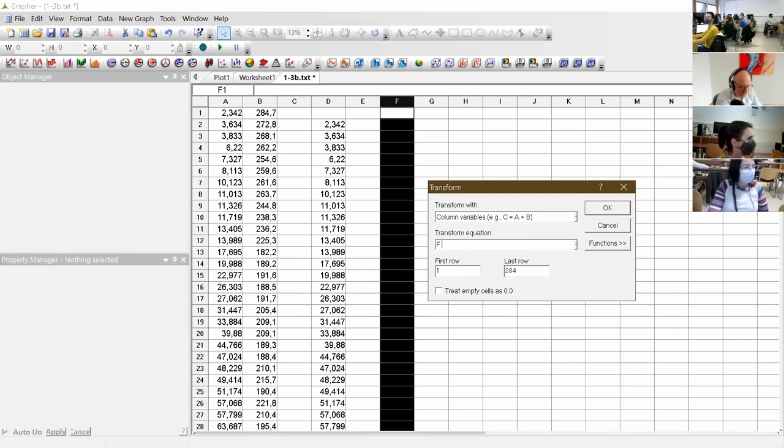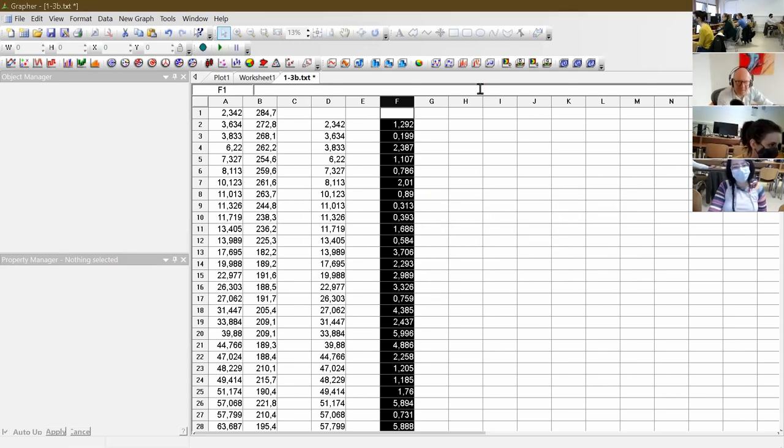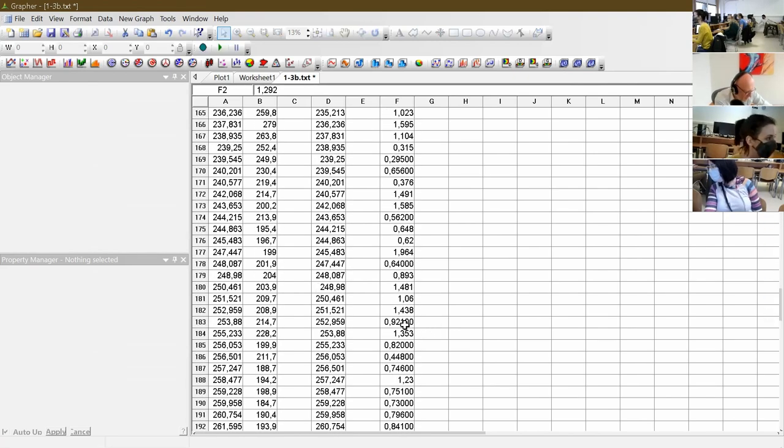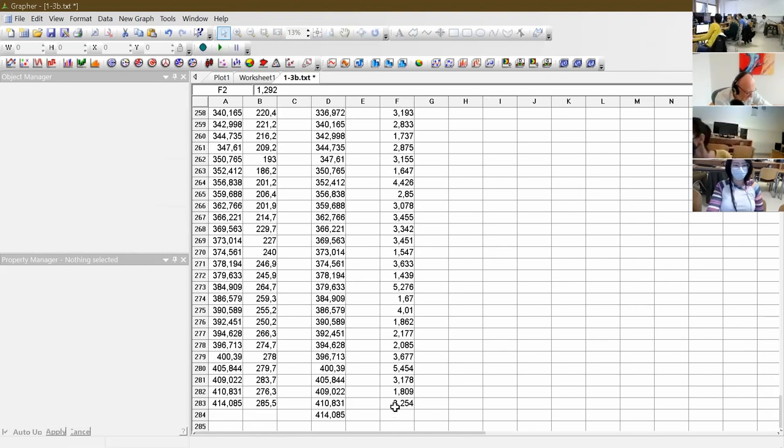with or without space, I put a space to make it legible for you, equals A minus B. Sorry, my fault, A minus D. And then I press enter. And I see these numbers. This is a spacing. So this number here, 1.292, this is the difference between data point 2 and data point 1, between 3.634 and 2.342, and so on. Okay, so these are smaller values, and this is then the last one.